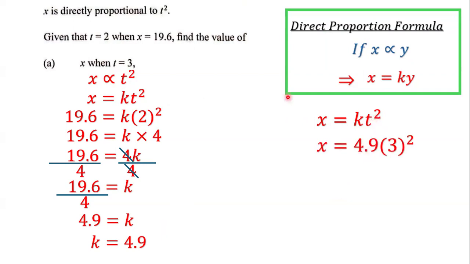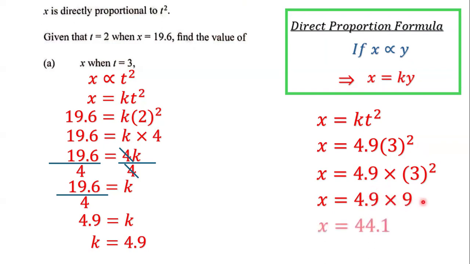We know what t is. t is equal to 3, and so we put 3 here. And so we have 4.9 multiplied by 3 squared. Now, 3 squared is equal to 9, and so we have 4.9 multiplied by 9. And 4.9 multiplied by 9 is 44.1. And so that means that x is equal to 44.1. That's our answer to this question.